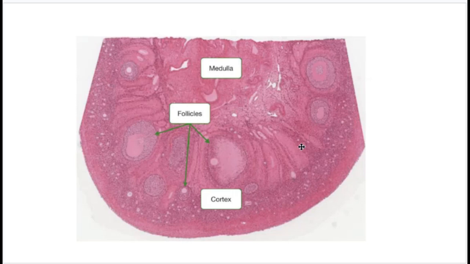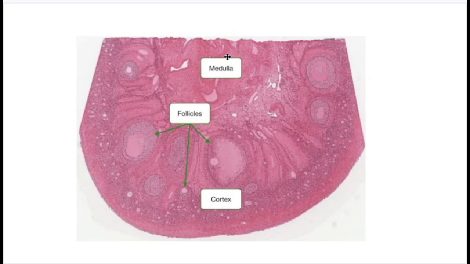Now, it's a parenchymal organ, so it's composed of your cortex and your medulla. Your cortex is this outside layer, and this is actually going to make up most of your ovary. There are two structures that you're going to see in your cortex. You're going to see follicles, which I will explain in a second, and you're also going to see the stroma, which is very special. Your medulla is not going to be that important. Just know that it contains the vascular bed, the vegetative nerves, etc.